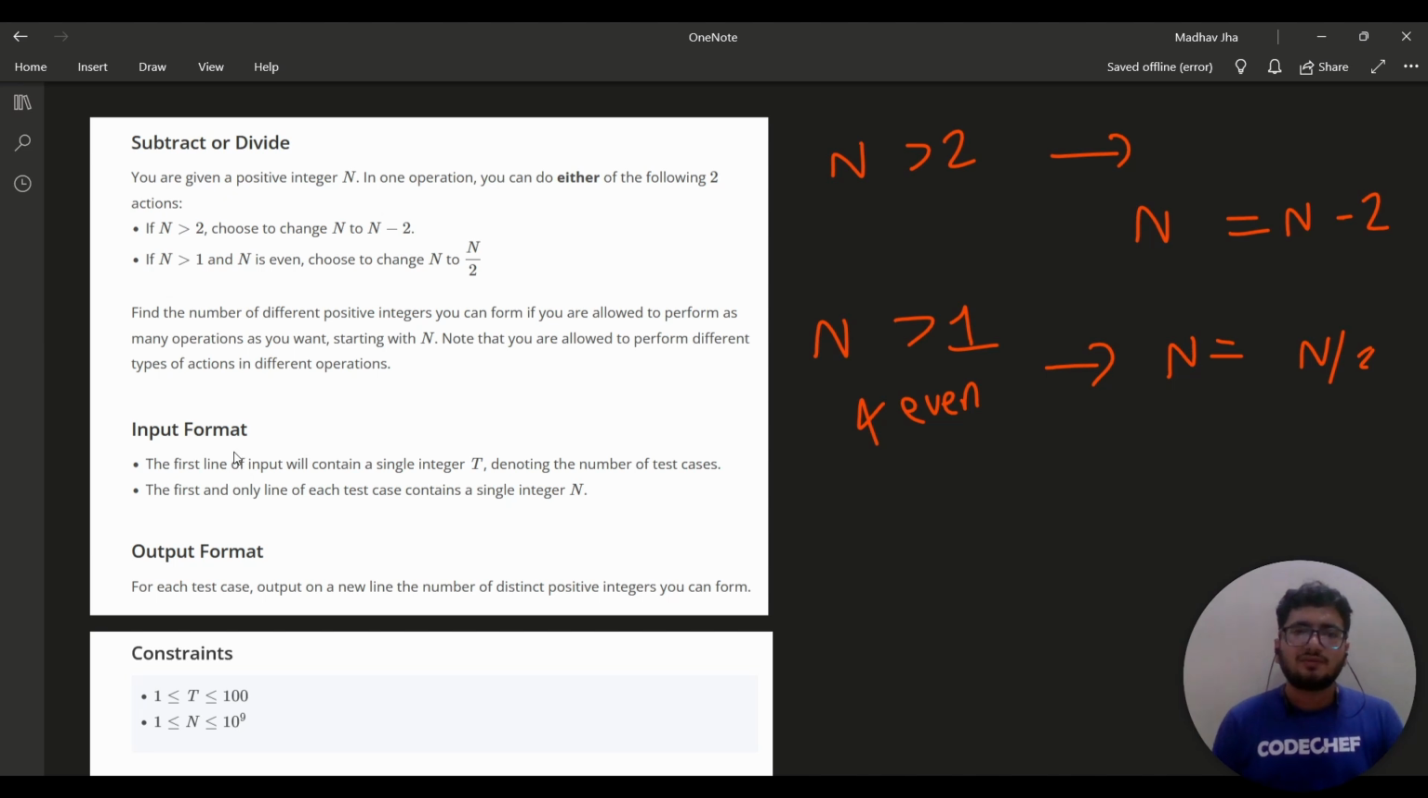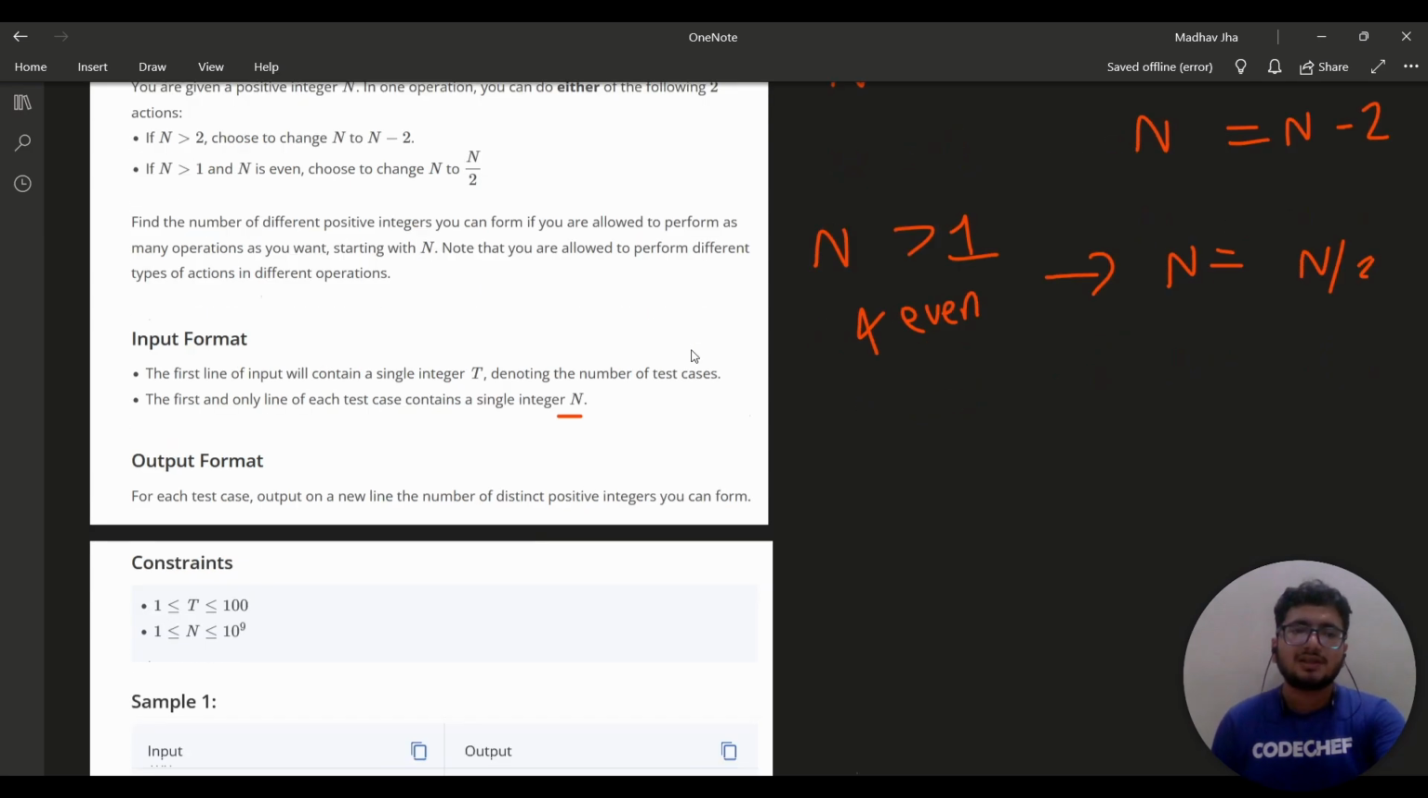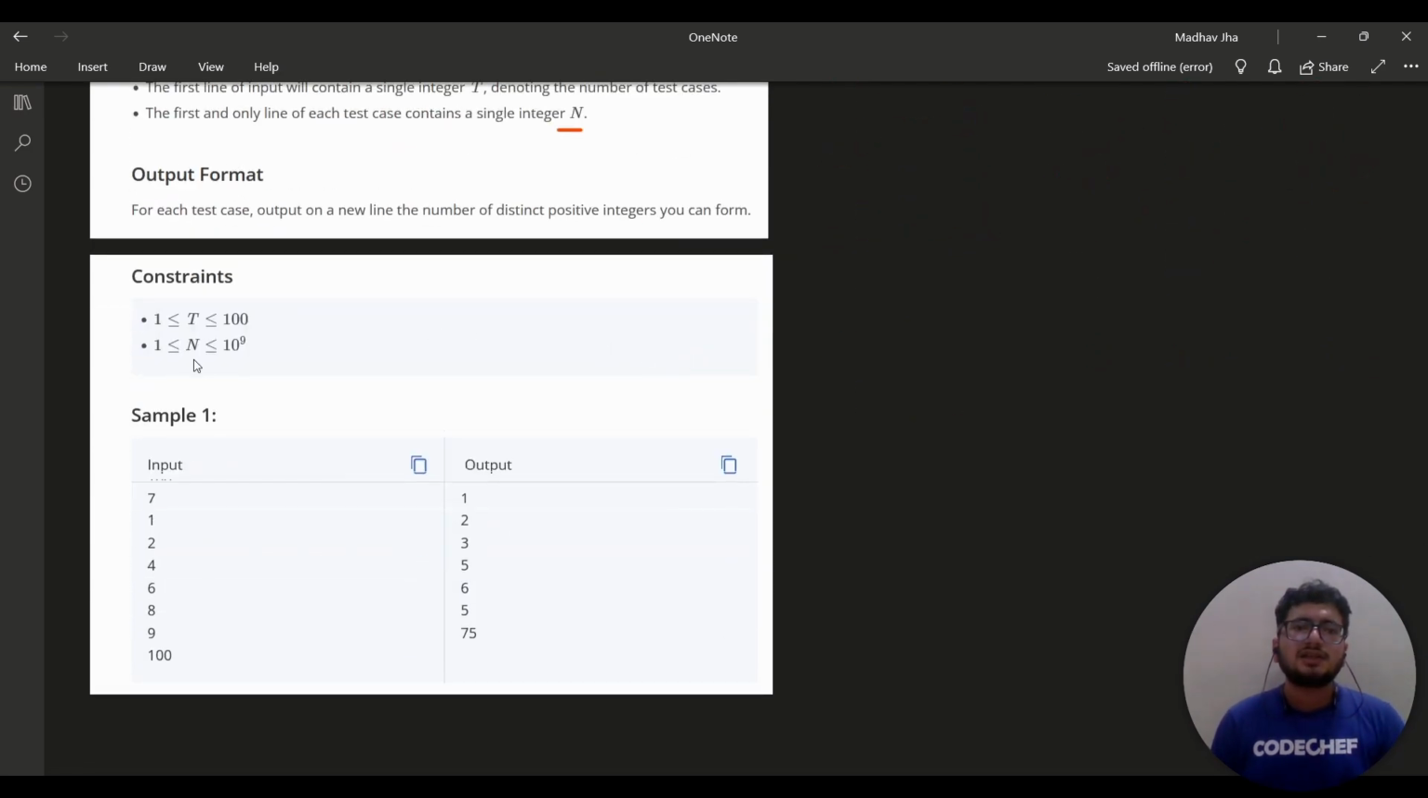Now let's see the input format. We have t test cases, and for each test case we'll have a single line with the input integer n. For the output, in a single line we'll output the number of distinct positive integers that we can form by performing these operations as many times as we want. As for the constraints, the number of test cases goes from 1 to 100 and the value of n goes from 1 to 10 raised to 9.